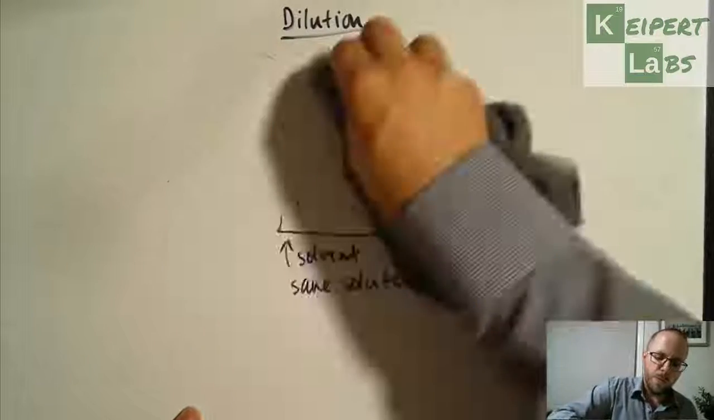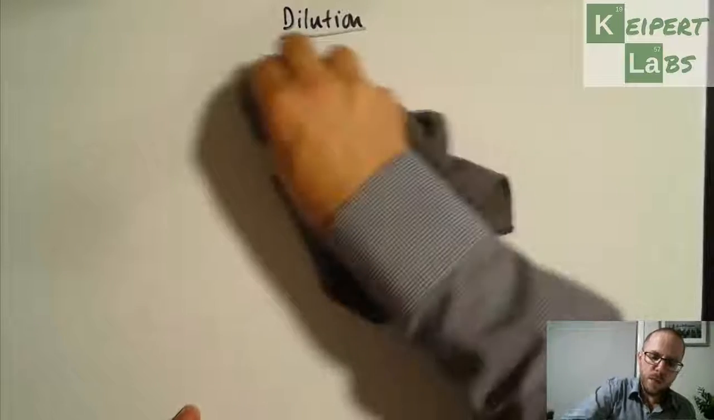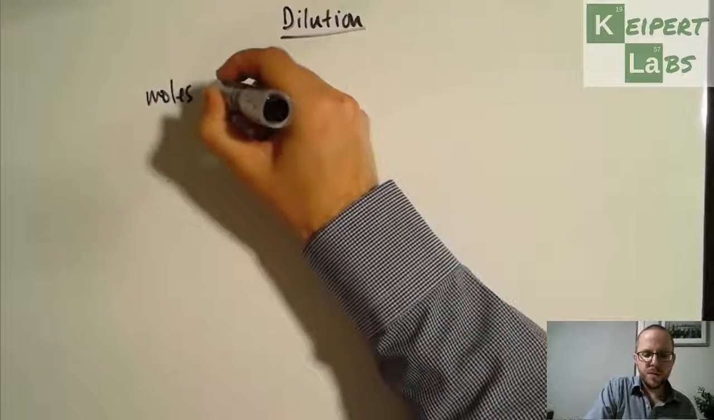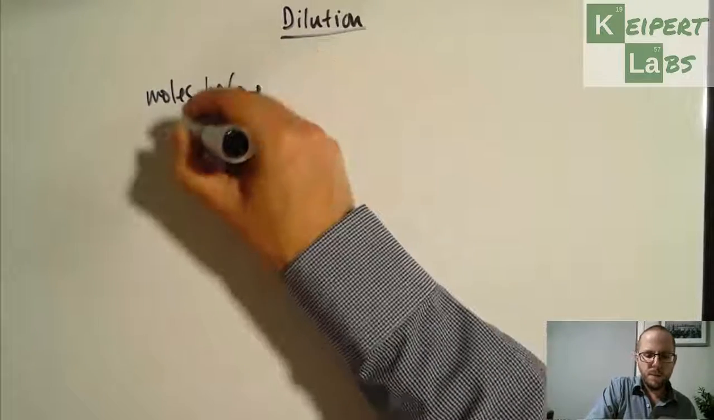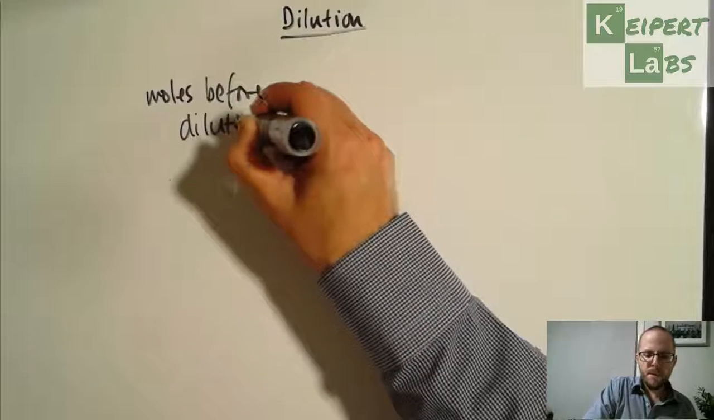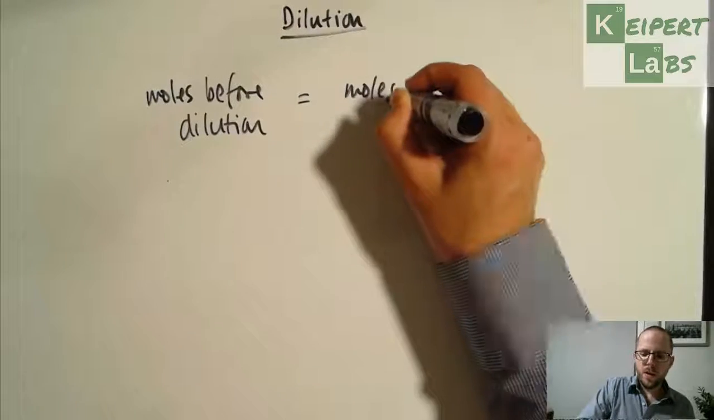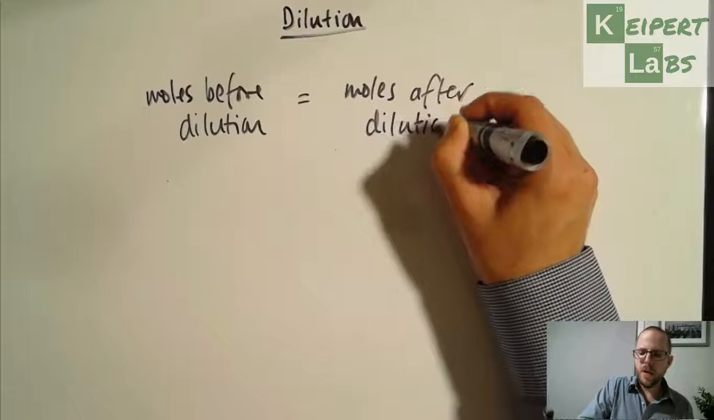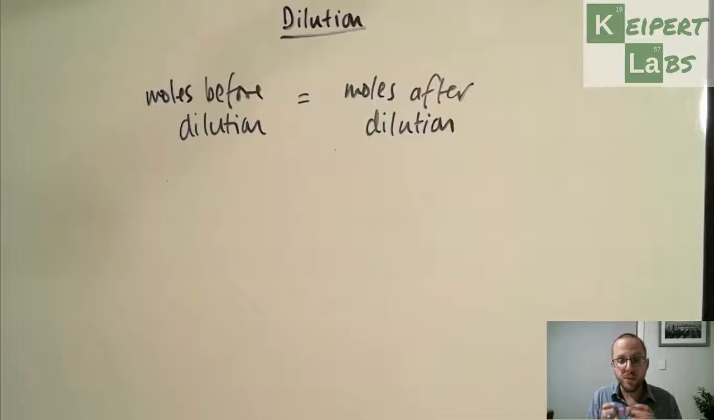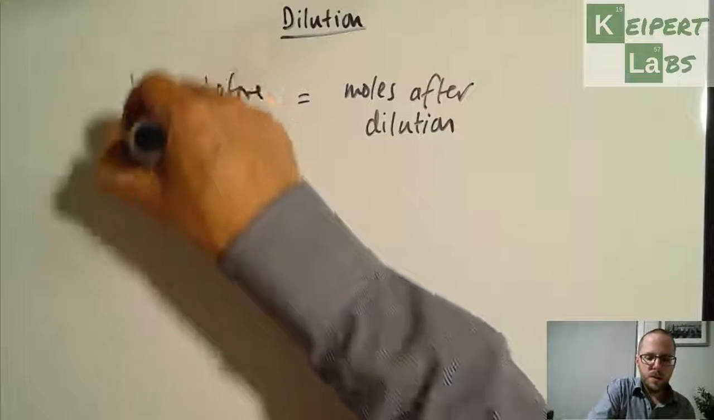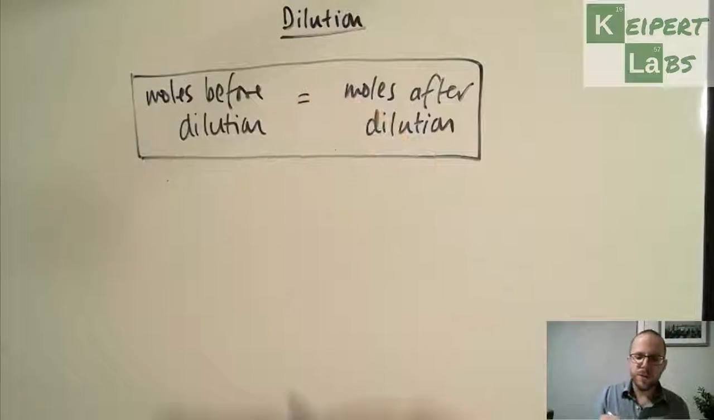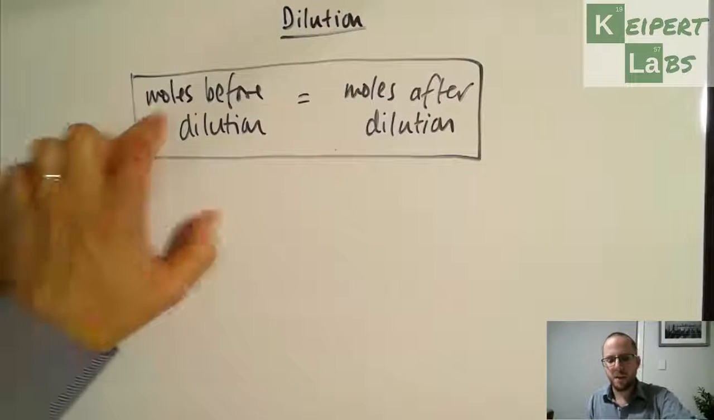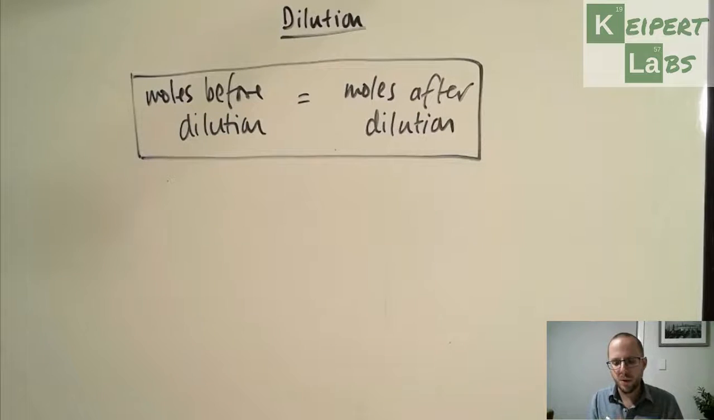And so the principle that we're working from here is this idea that the moles of substance before dilution equals the moles after dilution. This is the fundamental principle that we're talking about here. We haven't added or subtracted any moles of the solute, but we have changed the amount of solvent, and so that's where our calculation needs to go. Okay, but if we start from that fundamental principle, we haven't changed the number of moles.